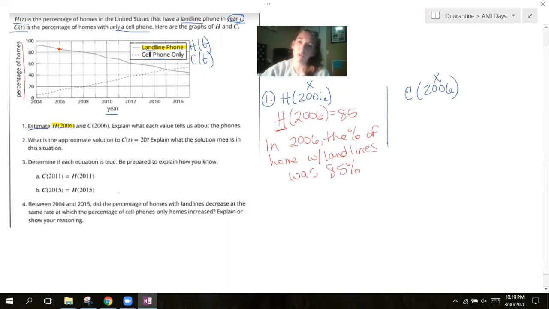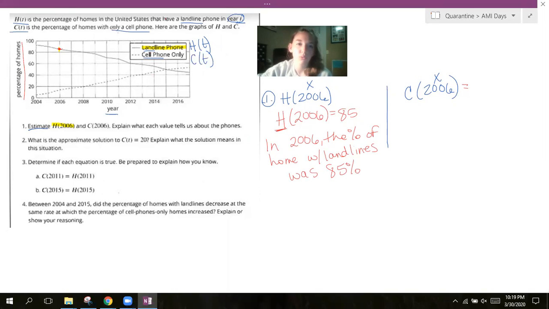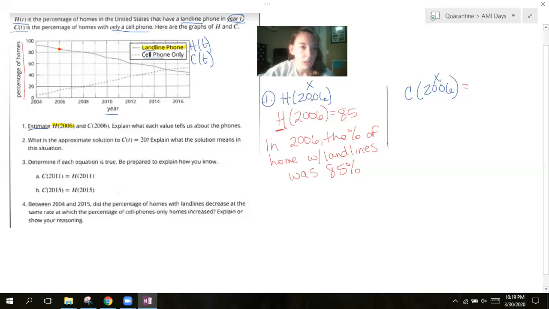Okay, next one we have C of 2006. So this time it is cell phones. I'm just going to use the pen. Again, cell phones is this dotted line. So there's 2006, right there. It's right below 20, but it's a little above the halfway point. So I'm going to say it's about 17.